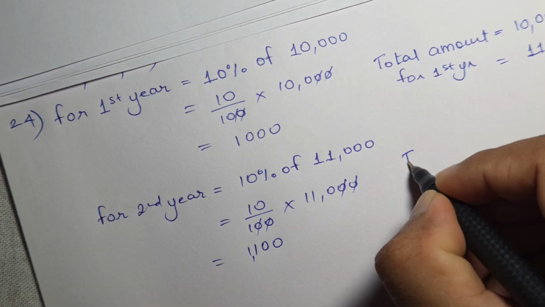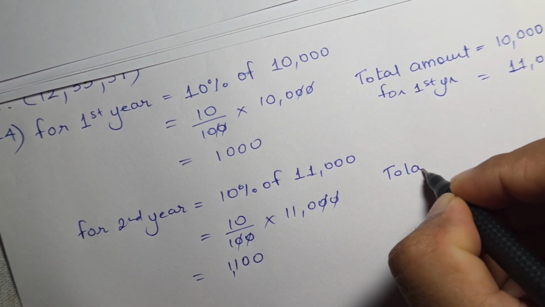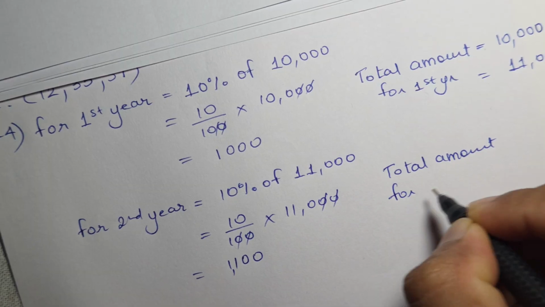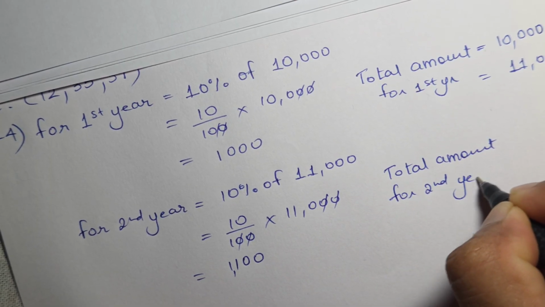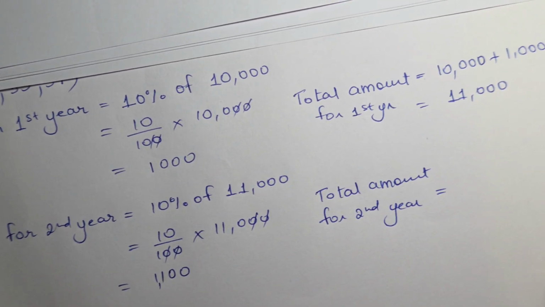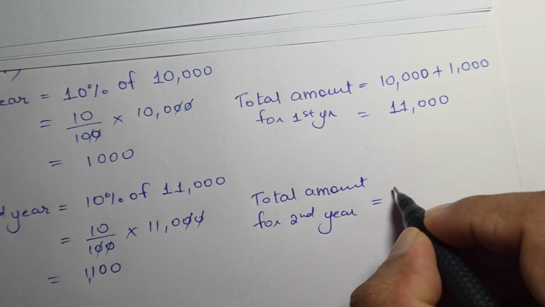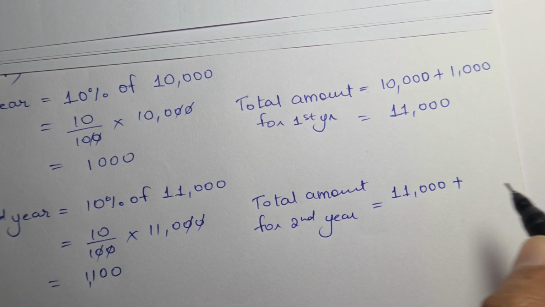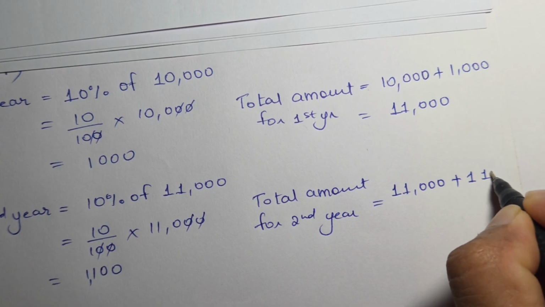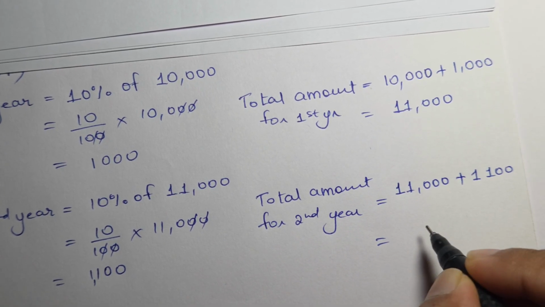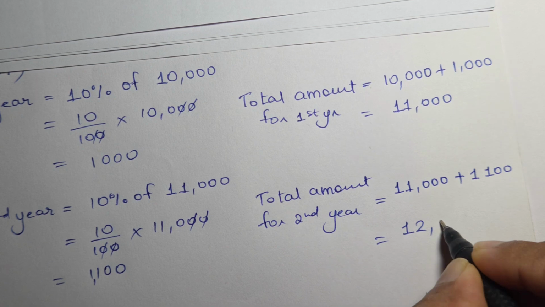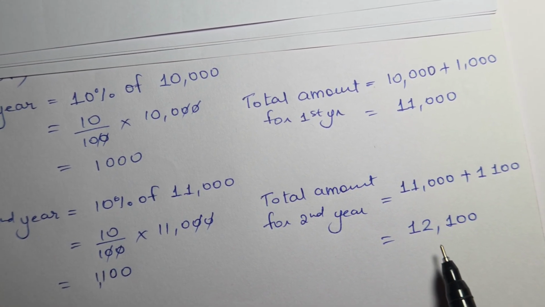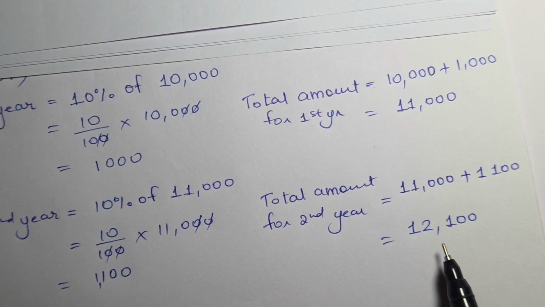Hence the total amount for second year would be what? 11,000, that was the amount, plus the interest, that is 1,100. This is giving you 12,100, correct? This is the amount after second year. This is the total amount after second year.